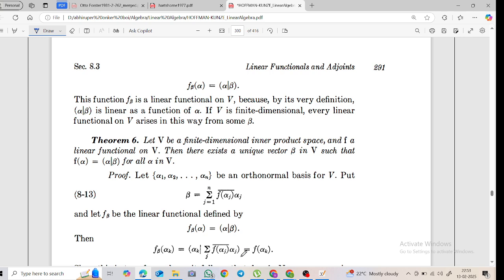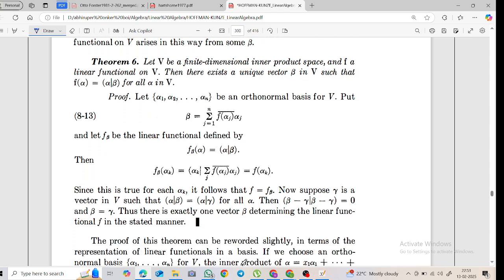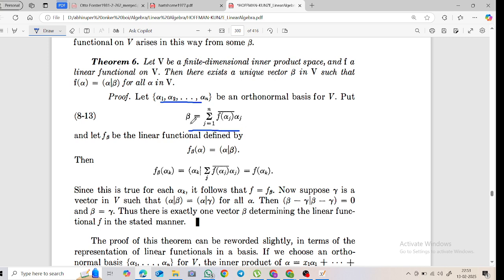Let V be a finite dimensional inner product space, and f a linear functional on V. Then there exists a unique vector beta in V such that f of alpha is alpha inner product beta. So basically they are saying that any linear functional is uniquely characterized by a vector in V. So how are they coming up with the vector? Take an orthonormal basis, and they put the vector beta equal to this.